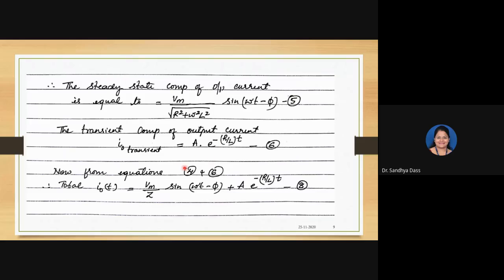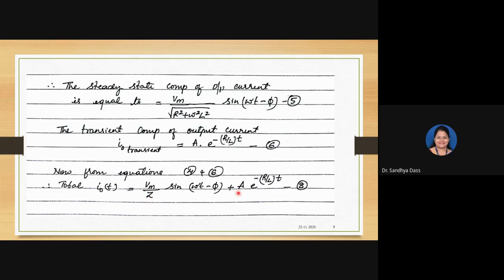Substituting from equation 4 and equation 6, we have I naught of t, the total current. It is given by Vm by Z sine omega t minus phi plus A into e to the power of minus R by L into T. Call this equation 8. So this is the output current, where we have substituted both the steady state and transient components together to get the final output current.